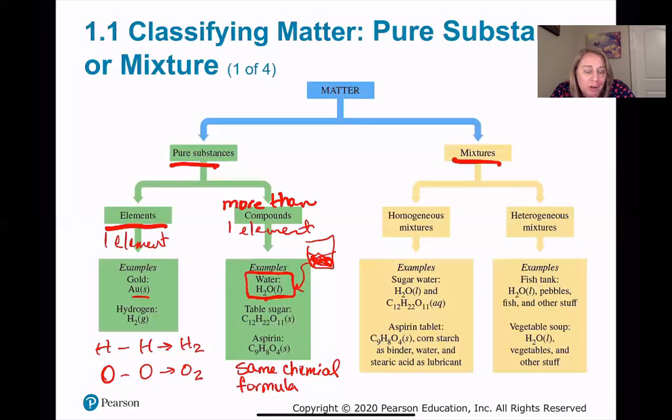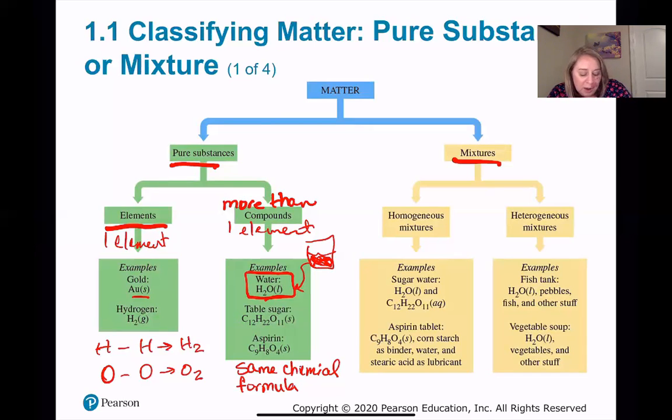Another example is table sugar. The sugar you put in your coffee or whatever it is, it's going to be C12H22O11. Every time we say table sugar, that's the chemical formula for table sugar, and that's what we're referring to. So that is a pure substance, because if you took a spoonful of table sugar, everything on that spoon is all C12H22O11. So that's all one single type, one same chemical formula. We've got multiple elements in there, but it's the same chemical formula.